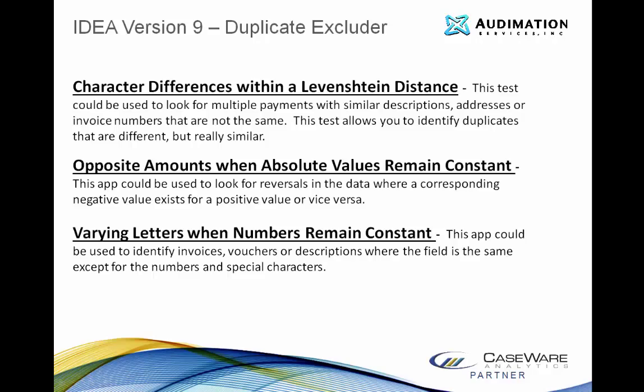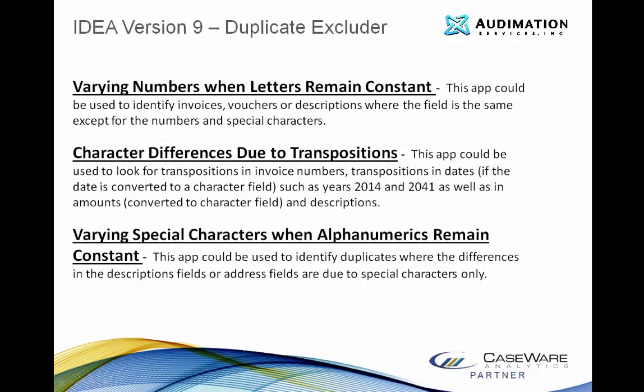Varying letters when numbers remain constant could be used to identify invoices, vouchers, or descriptions where the field is the same except for the numbers and special characters. Varying numbers when letters remain constant could be used to identify invoices, vouchers, or descriptions where the field is the same except for numbers and special characters. Character differences due to transpositions could be used to look for transpositions in invoice numbers, transpositions in dates, and amounts. The dates and amount fields would need to be converted to a character field in order for this test to work on it.